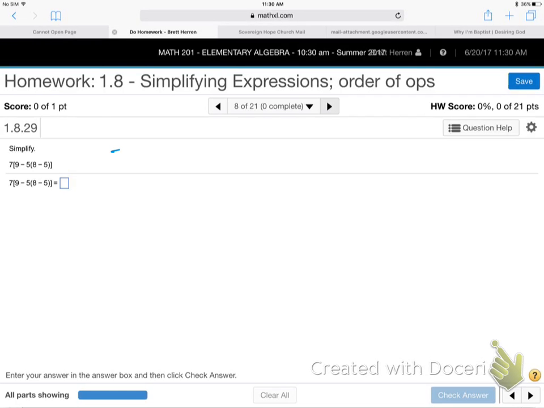So what do we got? 7 bracket 9 minus 5, parenthesis 8 minus 5. Try that one.